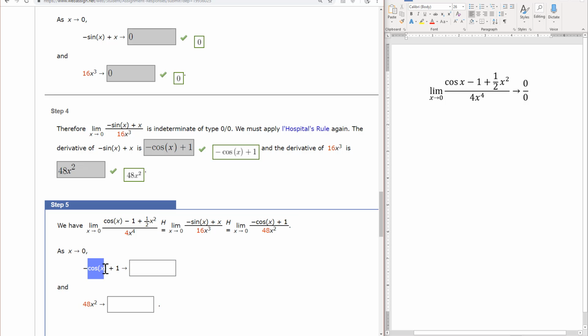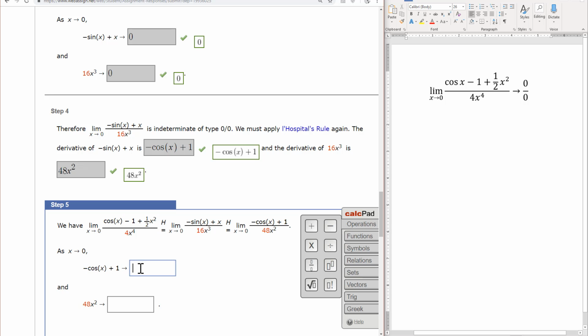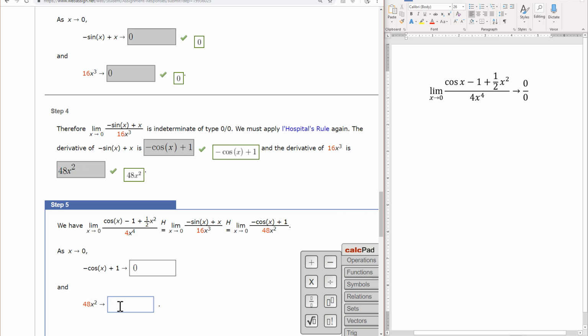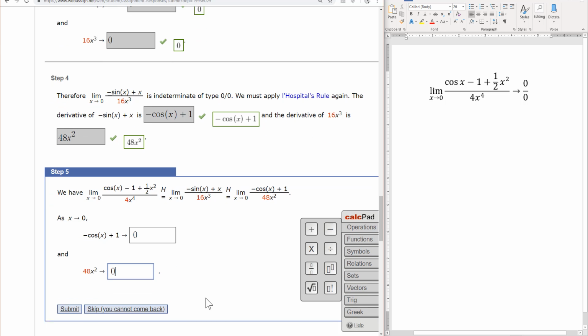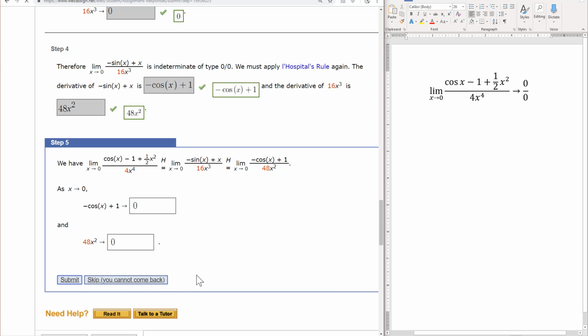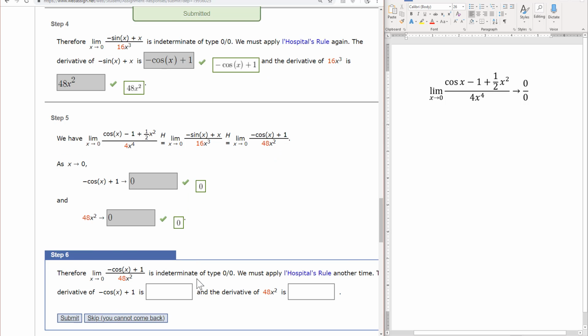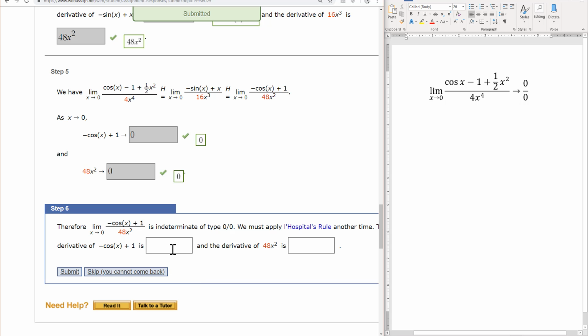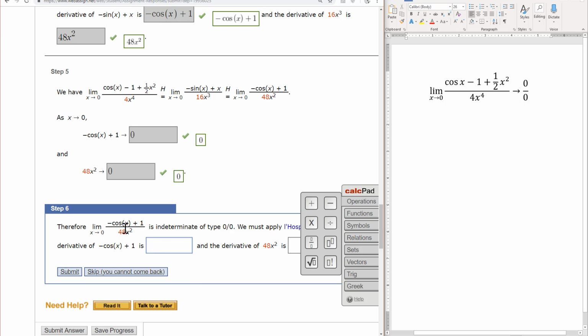You have negative 1 in for cosine of 0, plus 1 is 0. And then we got 0 over 0 again. Now we're hoping that we'll eventually get this to not be indeterminate, so that we can finally make a conclusion for L'Hopital's rule, but we'll see how it goes.